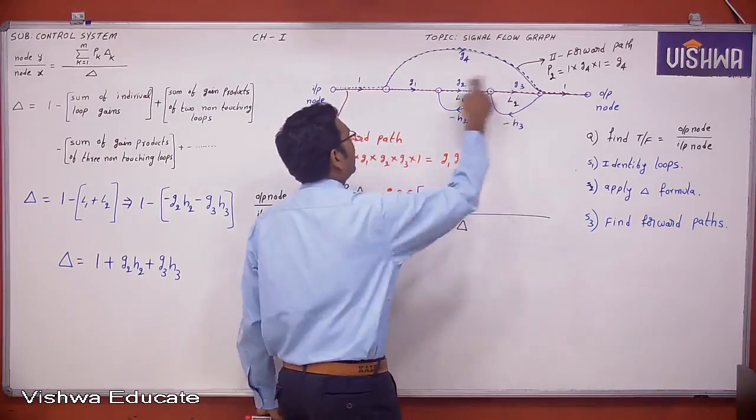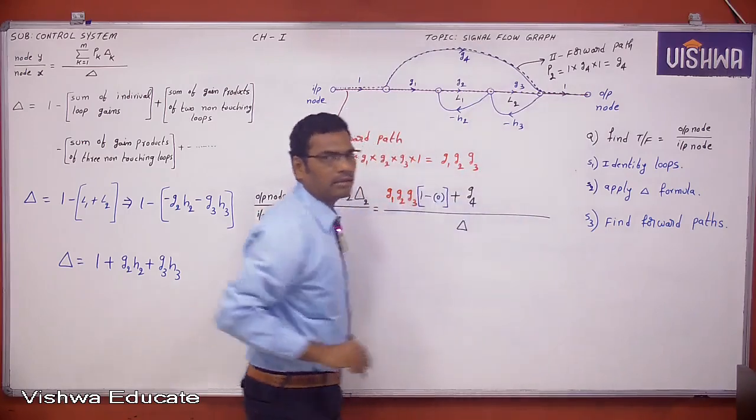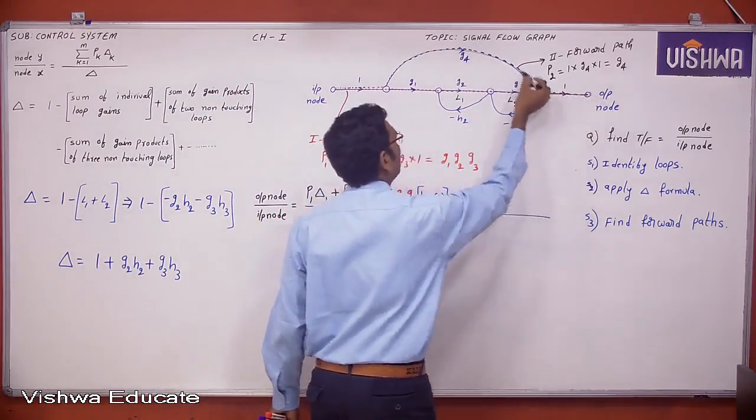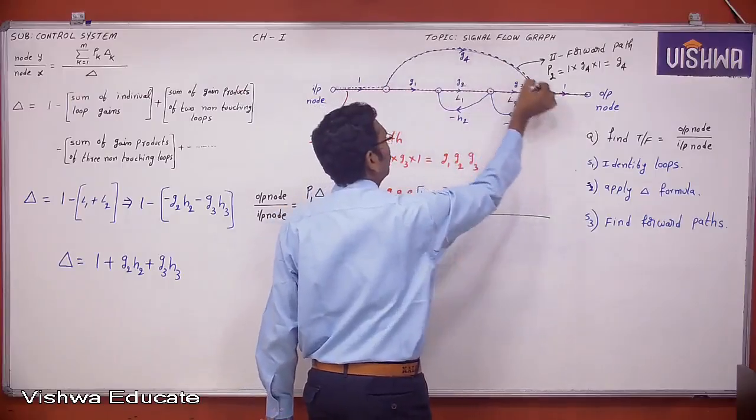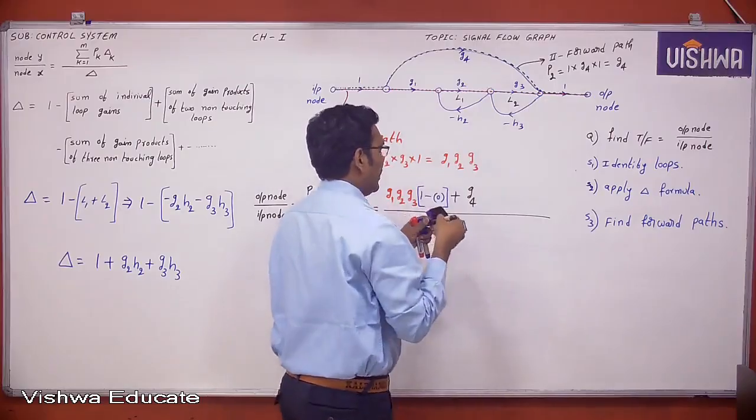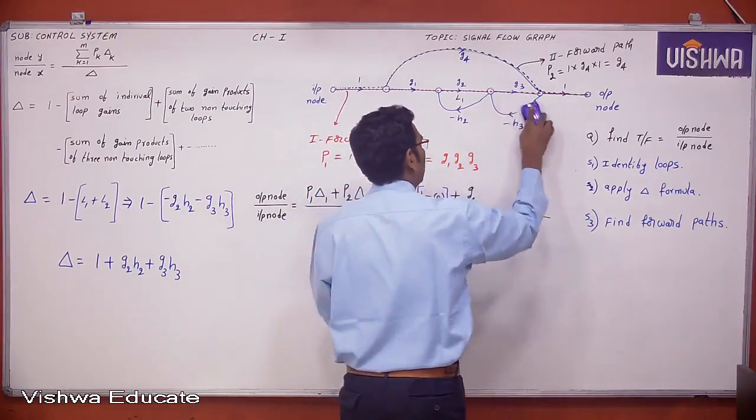Now, remove the loops which are touching this path. Is any other loop touching this path? Yes. Which loop? This loop is touching. The L2 loop is touching. Therefore, this L2 loop is removed.